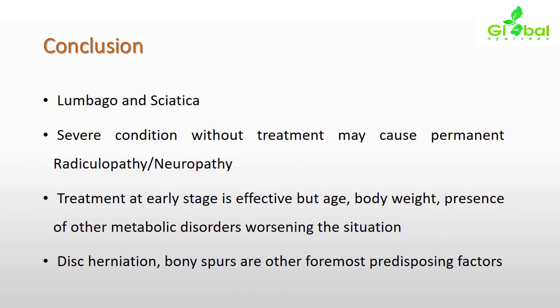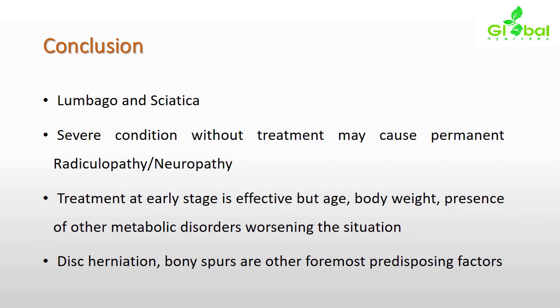So, the conclusion of lumbar sciatica syndrome: it is lumbago and sciatica. Lumbago always affects with lower back pain, and sciatica is always connected with radiating pain from the buttocks region to the foot or toe region. A severe condition without treatment may cause permanent radiculopathy or nerve-related conditions like neuropathy and other neuropathic conditions. Treatment at an early stage is effective, but age, body weight, and the presence of other metabolic disorders worsen the situation.